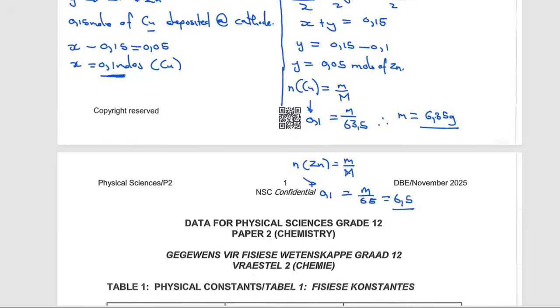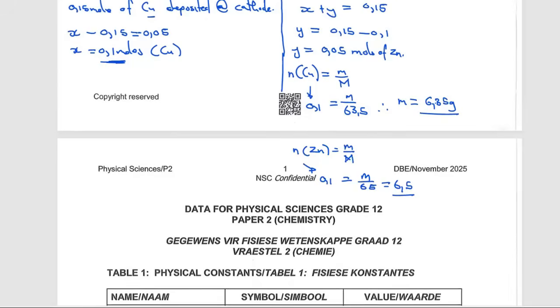Then after that, I'm supposed to add these two, right? So what do I get there? Let me look. 65 multiplied by 0.1 gives 6.5. And then what else do I need there? The number of moles there for zinc is what? Did I miss something there? Zinc is 0.05, 0.05 multiplied by 65.